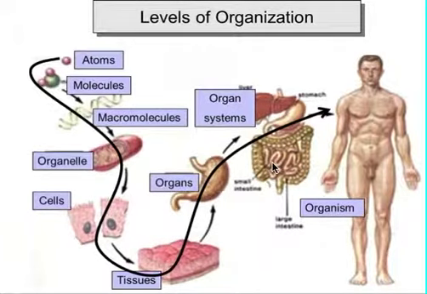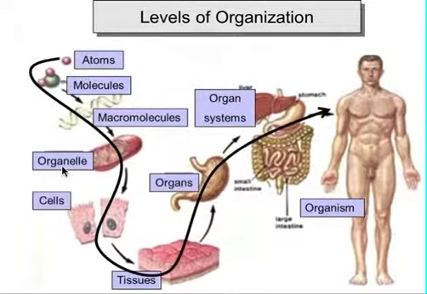Now, we have a total of 11 organ systems within the body. And the collection of all these 11 organ systems make up the organism, which is the highest level of organization that we have, the organism, right? So before we conclude this video, let's review really quickly.